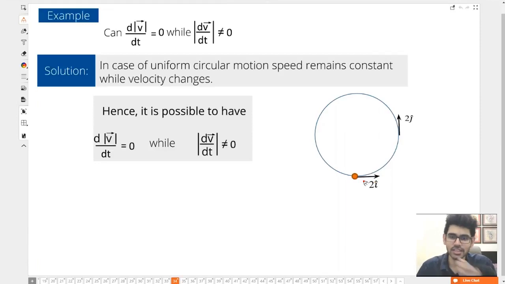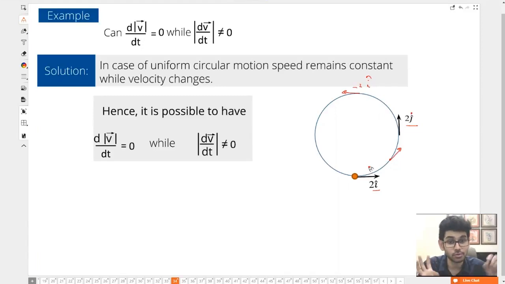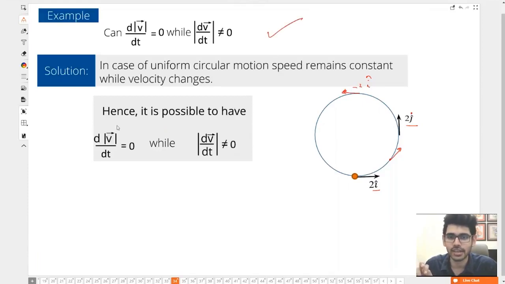You are moving with constant speed, like this, but your velocity has direction also. So your velocity is continuously changing. Here it is 2i cap. Here it became 2j cap. And here it will become minus 2i cap. At 45 degrees, it will become root 2 i cap plus root 2 j cap. So again, velocity is constantly changing, but your speed is constant. So this is possible, and you can take any one example to prove it.